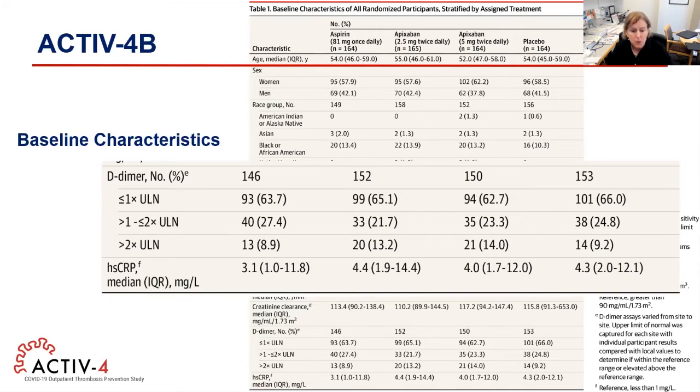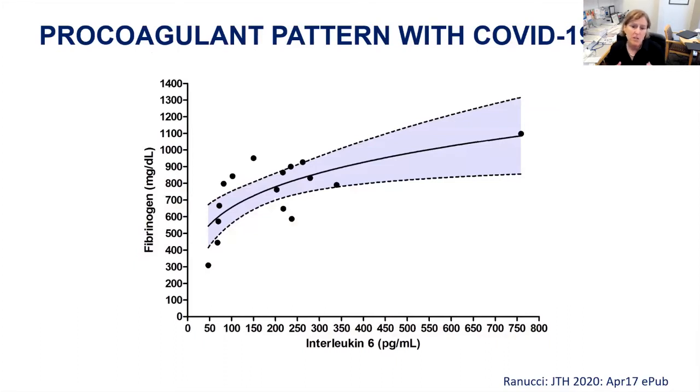CRP similarly was elevated, with a median of about 4, but yet in an IQR that shows a bit of a range. But these CRP levels pale in comparison to those that actually get admitted to the hospital. I'm going to show this slide now, and then I'm going to transition to what we have for data in the long COVID population and what we can surmise from that data.